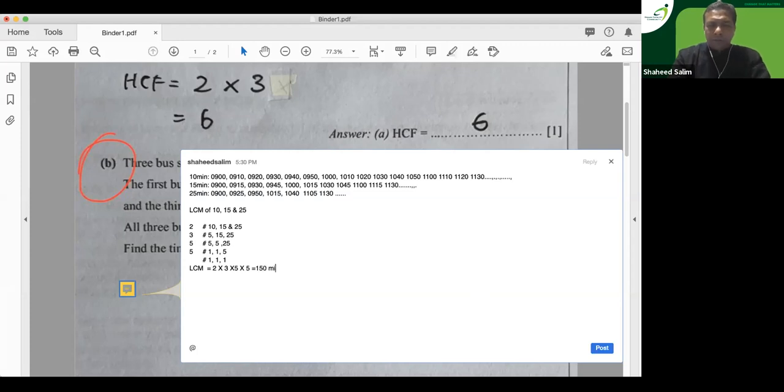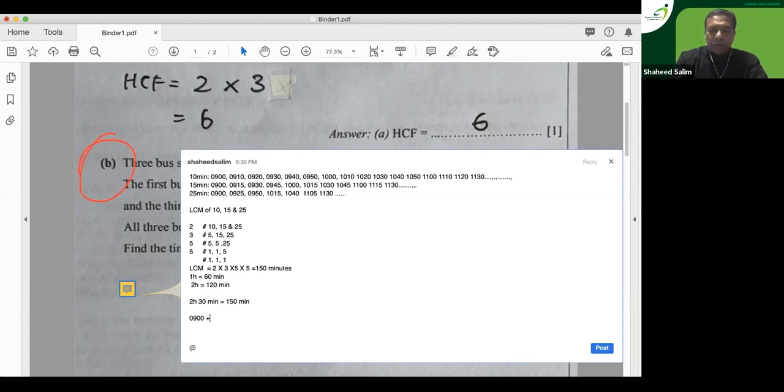150 minutes. 2 times 3 is 6. 6 times 5 is 30. 30 times 5 is 150 minutes. 150 minutes is how many hours? 1 hour is 60 minutes, 2 hours is 120 minutes. So 150 minutes is 2 hours 30 minutes. So that means first one is at 9 a.m.